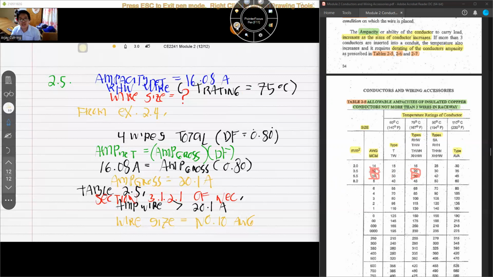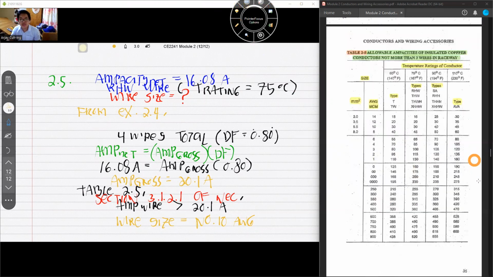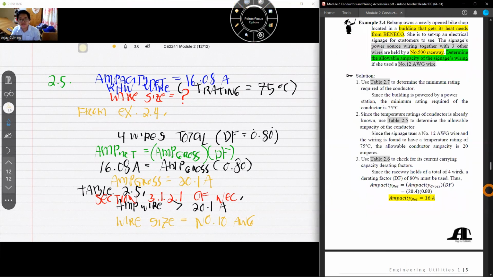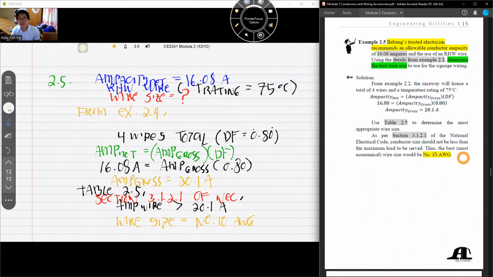Mga syempre pag magde-design tayo class, kaya rin naman actually nung number 8, kaya rin nung number 6 and so on kasi di ba ito yung mga ampacity nila class. But then again class, kukunin nga natin yung best wire size, meaning class yung most economical. Okay? So ang pipiliin natin class is yung 30, which is size number 10. Okay? Gets ba yung class? So i-check natin class kung tama tayo. Yun. More or less class, tama yung sagot natin.